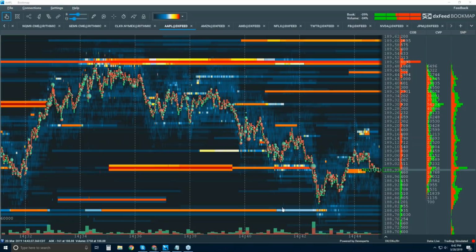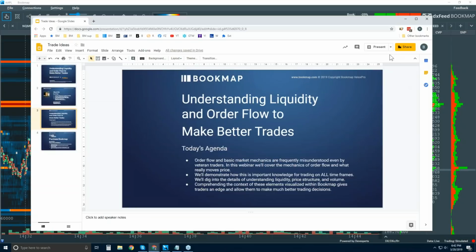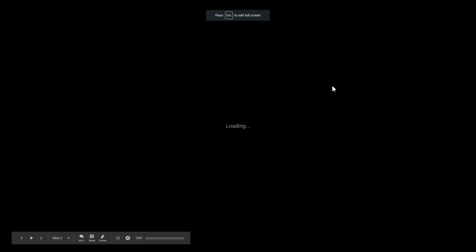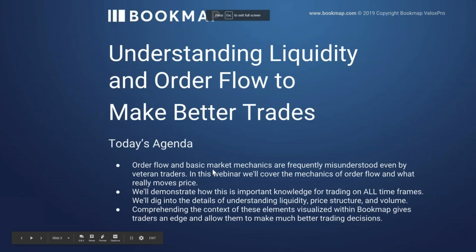Let's go back to our presentation for a second and start to wind things up a little bit. So we covered the basic order flow and market mechanics, and understand that could be extrapolated to all time frames. We looked at the liquidity, the price structure, the volume, and started to comprehend the context of these elements and price patterns, and started to cover the edge that this gives you compared to other traders.